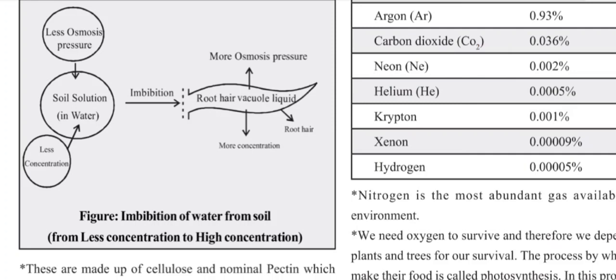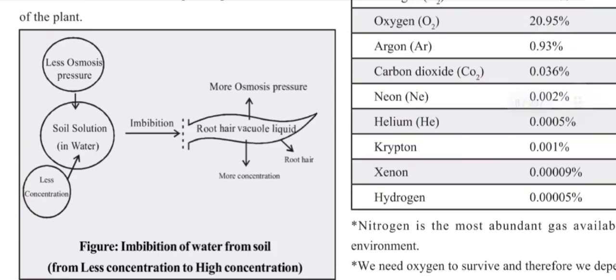Here we can see the figure of imbibition of water from soil, from less concentration to high concentration. There is a soil solution in water, with less osmotic pressure and less concentration exerted on it. After imbibition, we can see the root hair vacuole liquid where more osmotic pressure and more concentration is exerted, and the root hair is exposed outside.